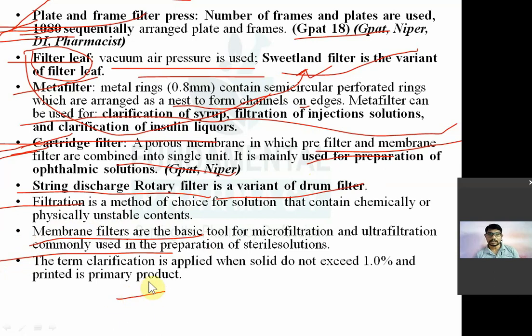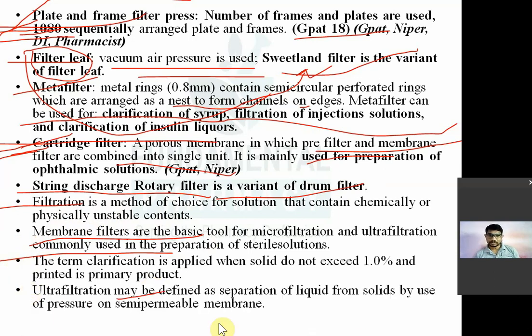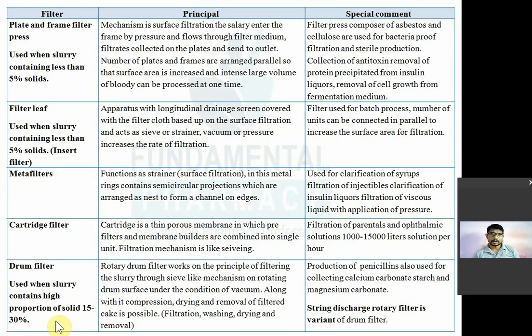Now again, type of filter, then its principle and special comment. I have summarized one table. जितने भी आपके filters हैं वो एक टेबल में ला के रख दिया मैंने. Okay, so first one is known as a plate and frame filter or plate and frame filter press. So it is used when the slurry consists of 5% solid. 5% सॉलिड से ज़्यादा अगर है तो वो यूज़ नहीं कर सकते आप ये प्लेट एंड फ्रेम फिल्टर्स.